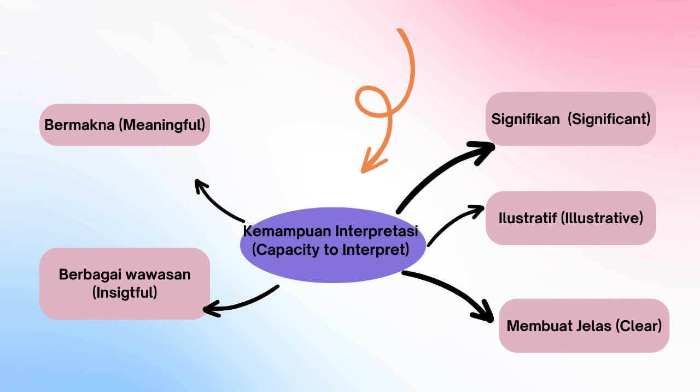In the meaningful criterion, the students are expected to provide critical and logical views and opinions. For the insightful criterion, the students are expected to elaborate knowledge and insights that they possess to form a new understanding and view. The significant criterion wants the students to provide a positive and non-judgmental opinion. For illustrative, the students are expected to provide a clear picture or description, or descriptive text. And the last is about making clear. Here the students are expected to provide in-depth explanation or reasons related to the subject matter.